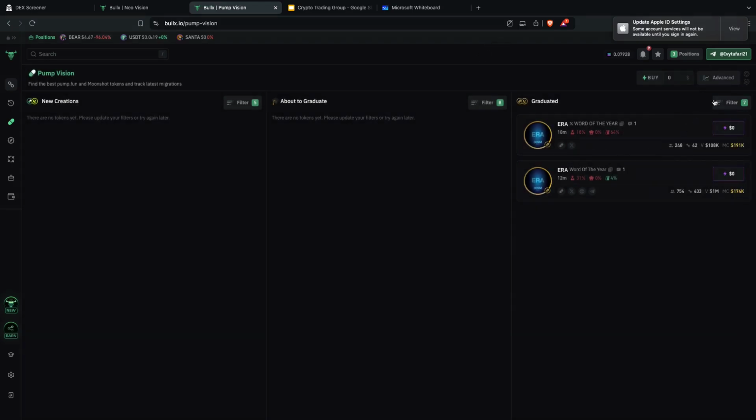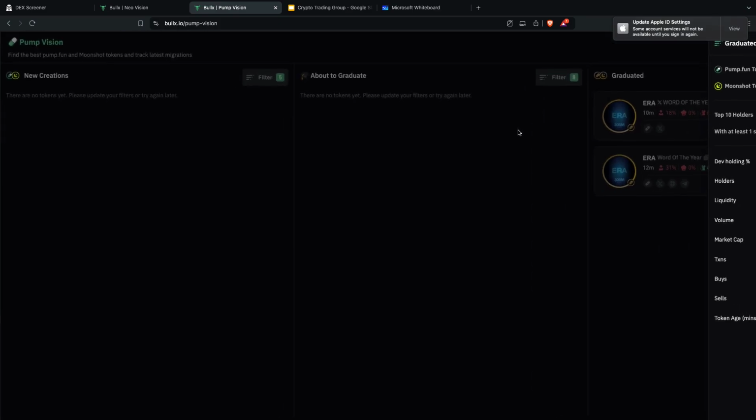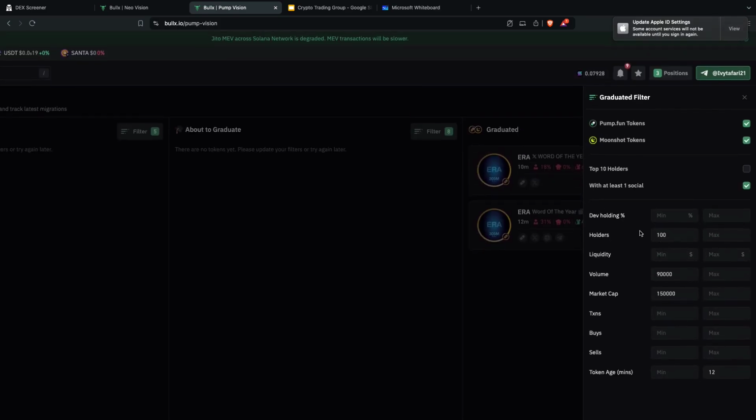Okay, so going to the about to graduate filter, this is what I have right over here. The number of holders is 100. The volume now doubles, close to 90,000 US dollars. You can also put it at 110 as a minimum. And then the most important thing is the market cap, 150,000 US dollars.